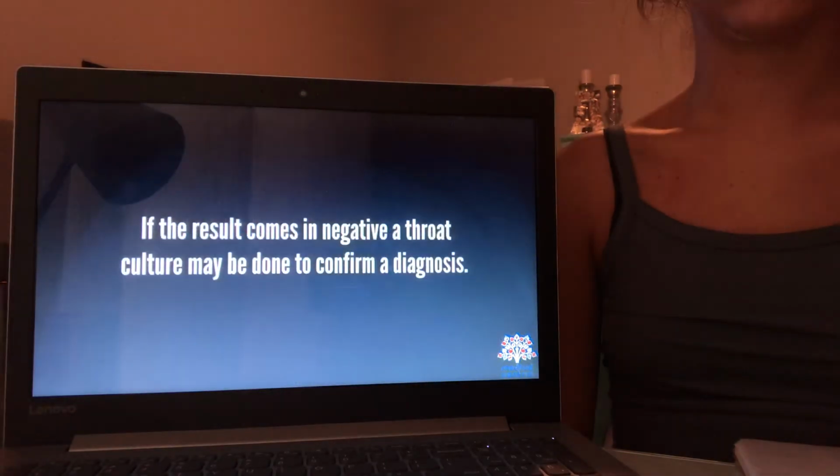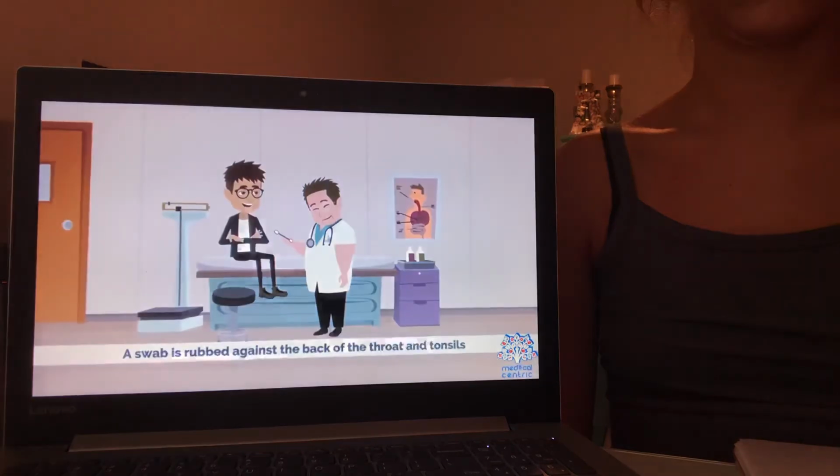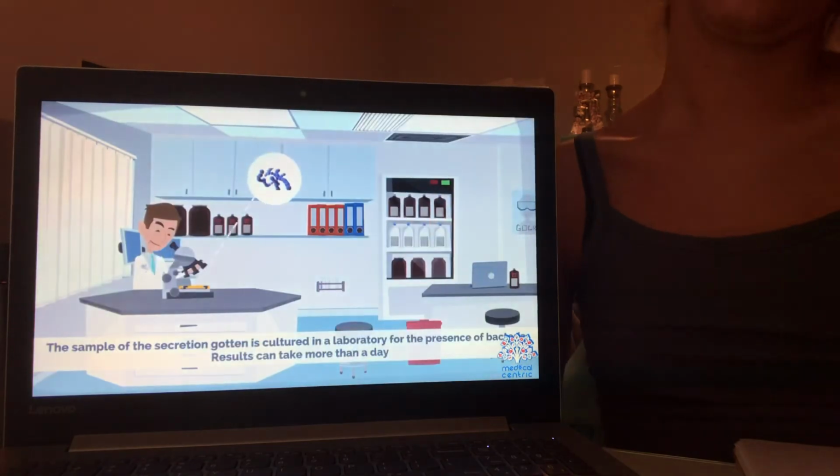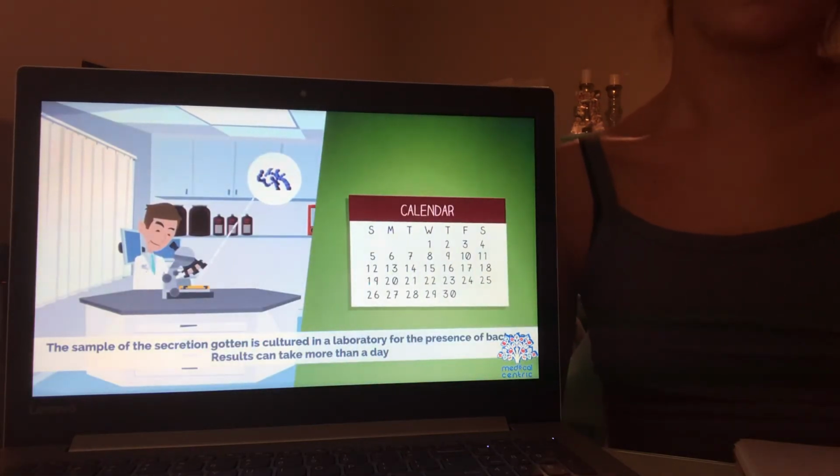If the result comes in negative, a throat culture may be done to confirm a diagnosis. A swab is rubbed against the back of the throat and tonsils. The sample of the secretion gotten is cultured in a laboratory for the presence of bacteria. Results can take more than a day.